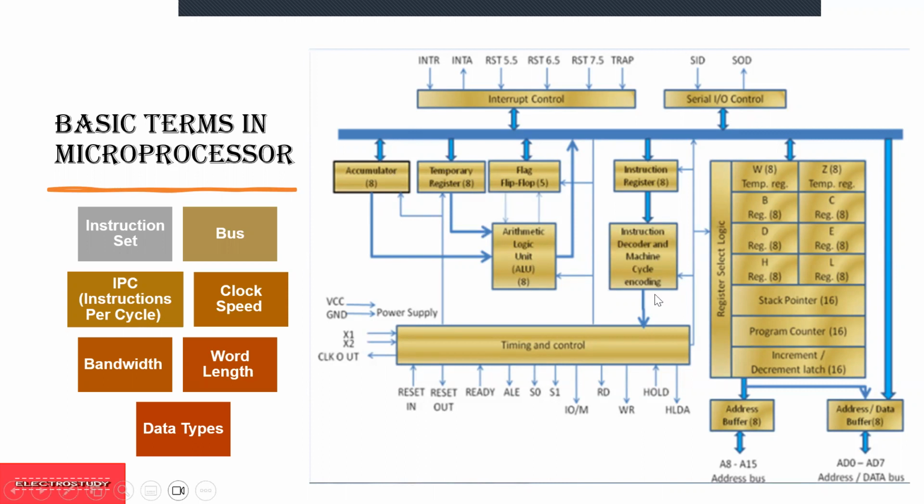This is the instruction decoder and machine cycle. Here all the instructions that we are feeding in are decoded and then processed. Then you have the instruction register, a register for instructions, and serial input output control. And this is interrupt control. When there is higher priority or lower priority data coming in, the data are sent based on the priority. In the same way, you have multiple blocks available for each register or data to be stored in.